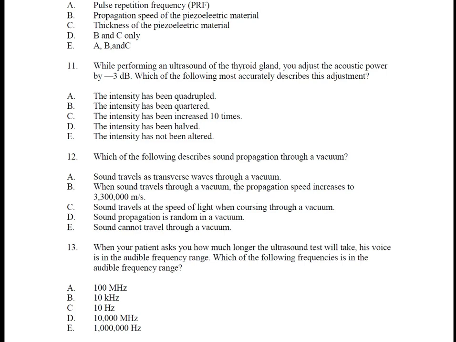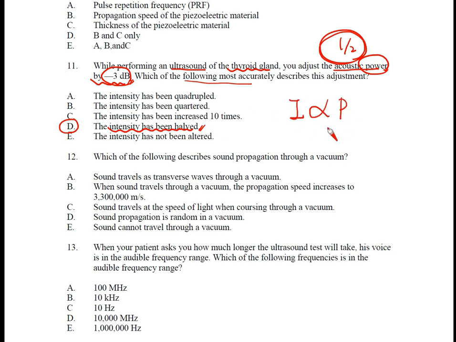Let's solve the problem. Looking at question 11, it involves performing a thyroid ultrasound, and the question asks you to choose the option related to changing the acoustic power to -3 decibels. Here, -3 decibels can be interpreted as the original power value being reduced by half. If you choose the option related to this content, you can select option D. The fact that the power has been reduced by half also means that the intensity has been reduced by half. Power and intensity are directly proportional, and amplitude is proportional to the square of these values, so you can solve the problem by connecting these basic characteristics.